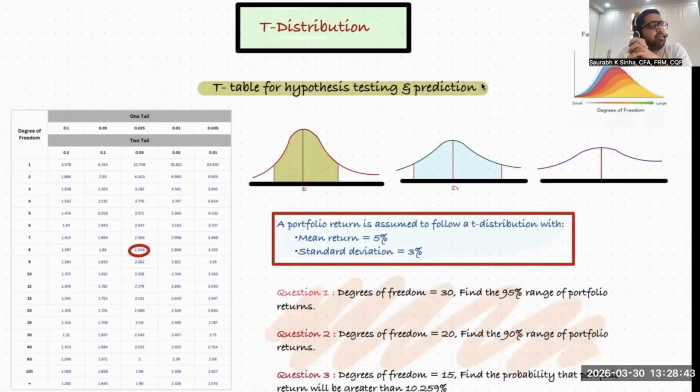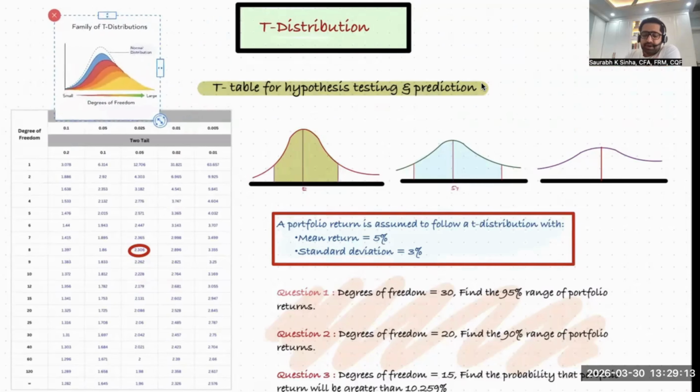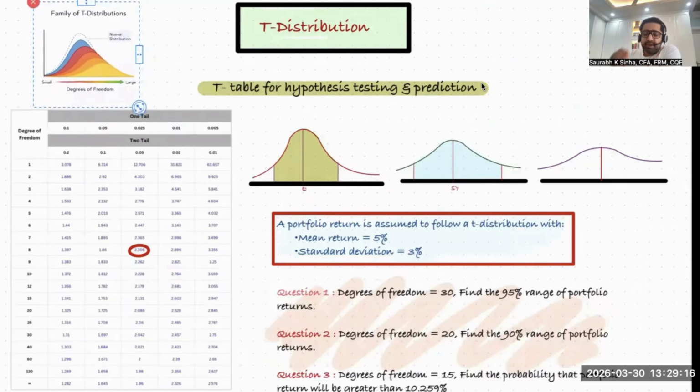But for CFA and FRM curriculum, it is important that you understand t-table in the t-distribution universe. You can read t-table to do your prediction and to perform hypothesis testing. We haven't discussed hypothesis testing, but at least we'll build some intuition of how we can do prediction with the help of t-distribution, right? Okay.